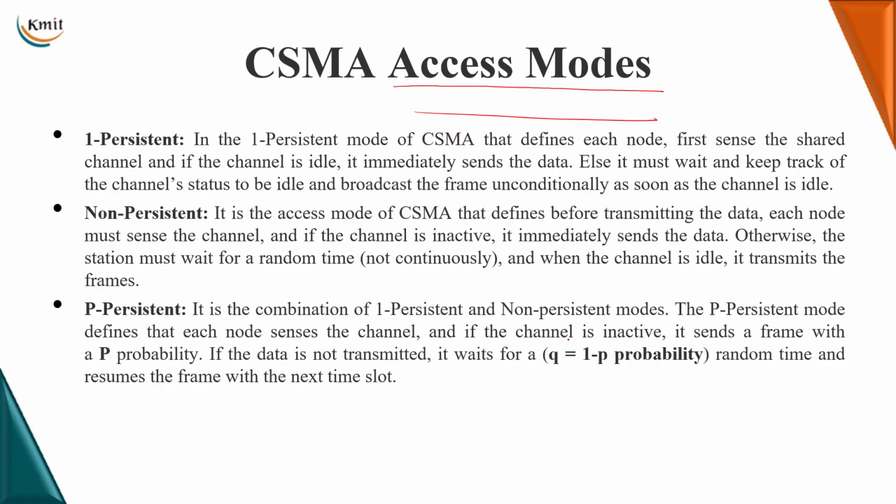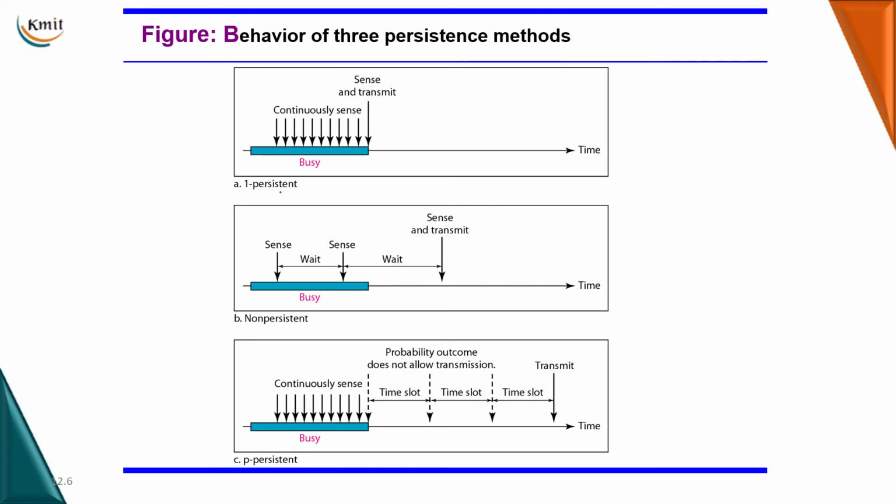If I will transmit with a probability P, and I will not transmit with a probability Q, that is 1 minus P. Let us see these diagrams to understand them very clearly. In one persistent CSMA, the station is continuously sensing the channel and it finds it to be busy. If it is busy, it will wait, and as soon as it finds it idle, now it has become idle. The blue part, shaded part, means that it is busy. Because it is continuously sensing and it found out that it is idle, it will immediately transmit.